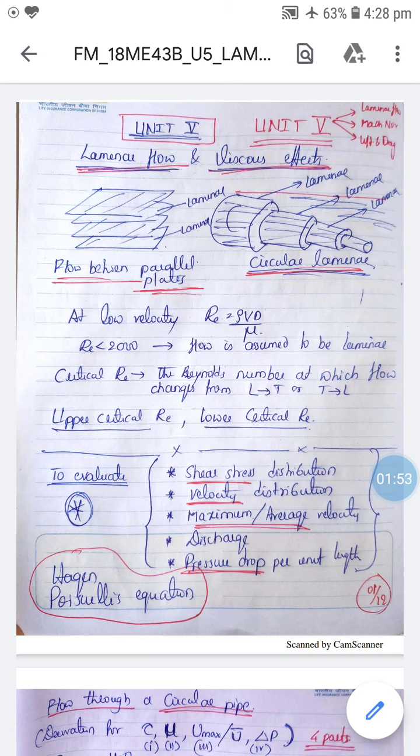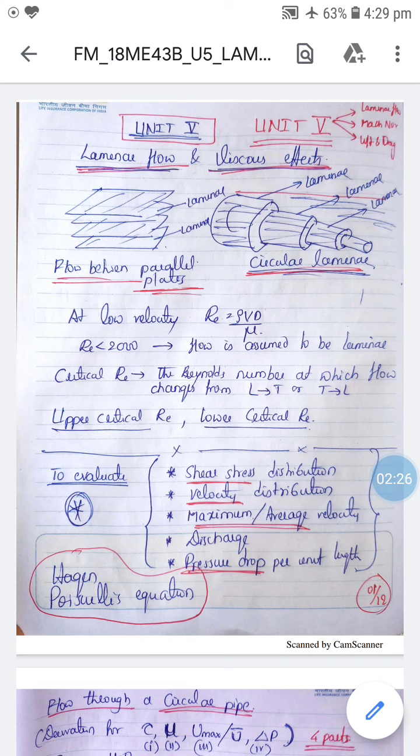Our main objective in this topic is to understand the shear stress distribution, the velocity distribution, the ratio of maximum to average velocity, as well as the pressure drop per unit length when the flow is strictly laminar. That is, if the flow is taking place in a pipe and is assumed to be laminar, then our objective is to find the shear stress plot from one corner of the pipe to the other in a cross section, whether it is maximum at the center or minimum at the center. That is what we are trying to understand.